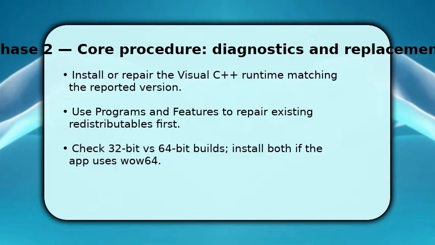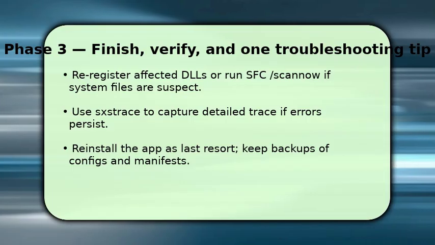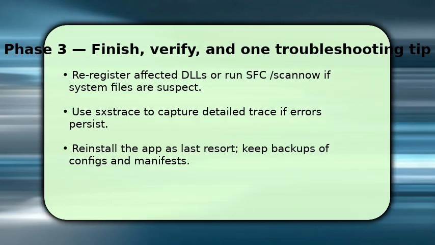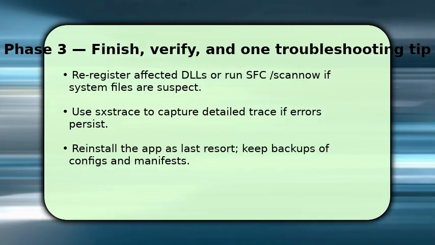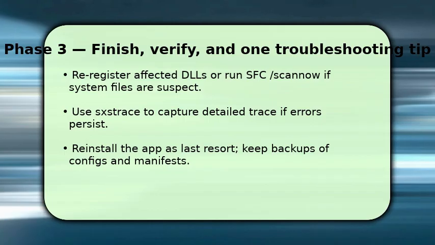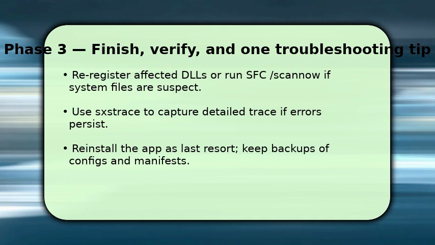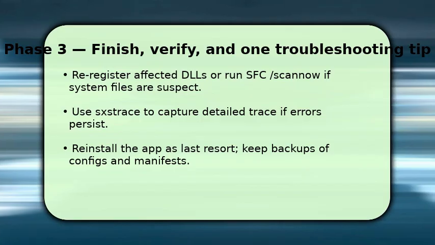Finish by validating the environment and taking one key troubleshooting step. Re-register problematic DLLs or run sfc /scannow to repair system files, then test the app. If the issue persists, run sxstrace to produce a precise trace of side-by-side activation and inspect the output. It reveals mismatched manifests. As a last resort, reinstall the application and its runtime cleanly. If reinstalling, backup configs first. If you still hit errors, the sxstrace output is the single most useful file to share for help.